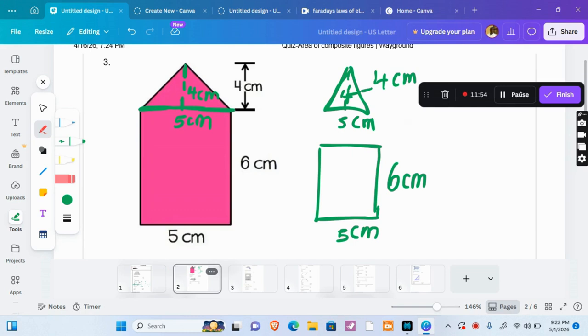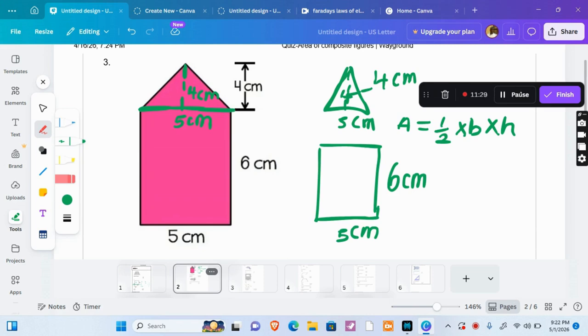The formula for area of a triangle is equal to half, 1 over 2, times base of the triangle times the height of the triangle. Some books you can just see base times height over 2. That's still the same as half times base times height.